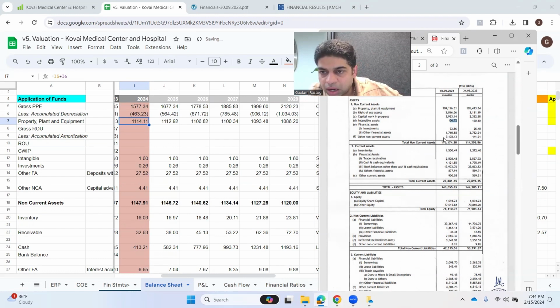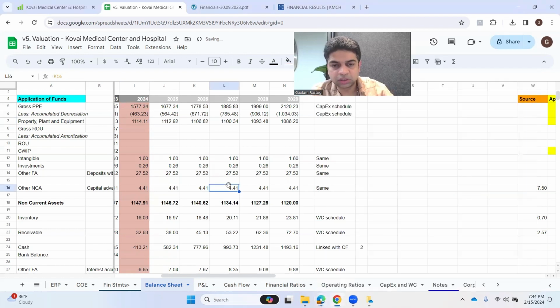And then other non-current assets is 31.78 CR, this number here. And ours is pretty low, so we may have to do some adjustments here. This number is 31.78. So we may have to increase this a little bit.